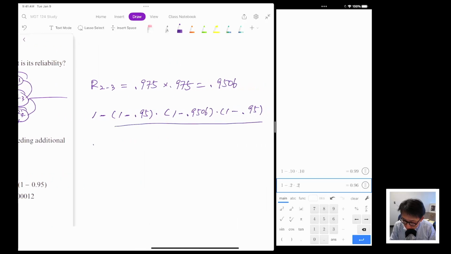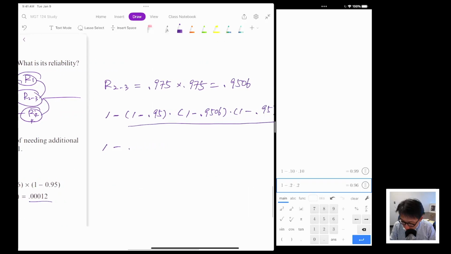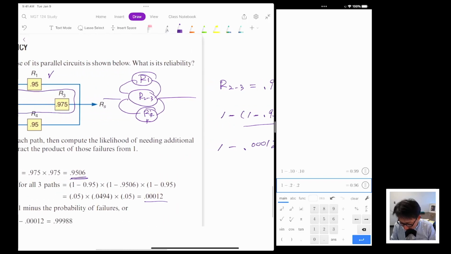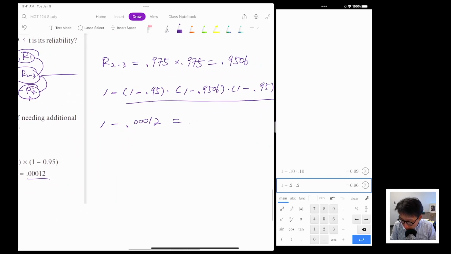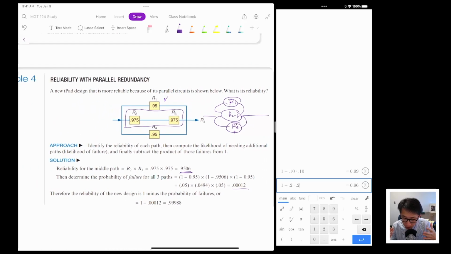So this, when calculated according to our book, is going to be 0.00012, and the resulting reliability is going to be 0.99988. So the real key is you need to know which part of the system you need to simplify first, and whether the part you intend to simplify is parallel or series.